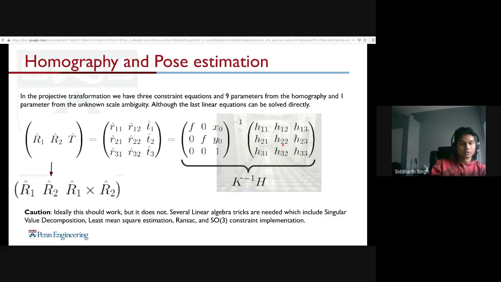So in this case, we can use a bunch of algebra techniques. Some people are still doing research on this to make it more and more accurate. But some of the most common ones being used right now include singular value decomposition, least mean square estimation, RANSAC and SO3 constraint implementation. Can anyone tell me what is the SO3 constraint that we are talking about here? It's on the slide actually.